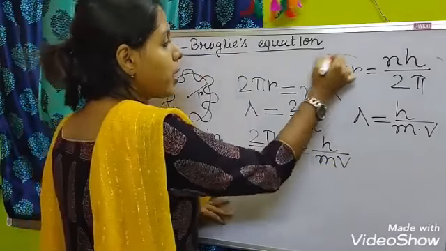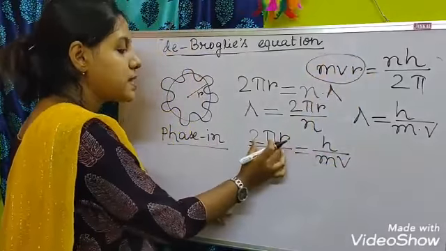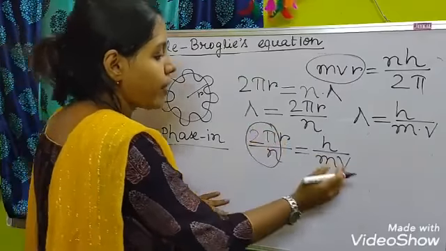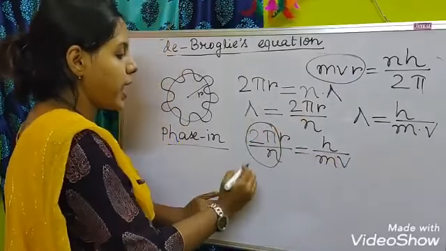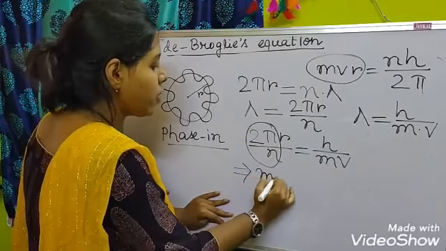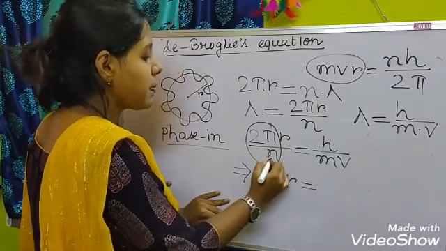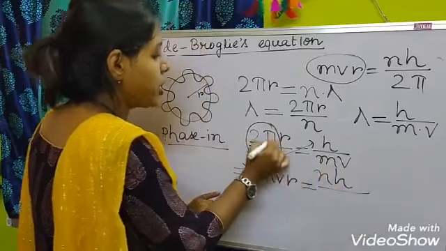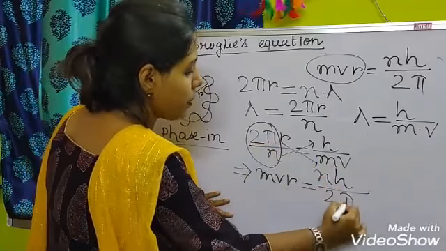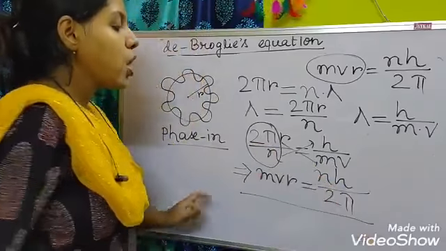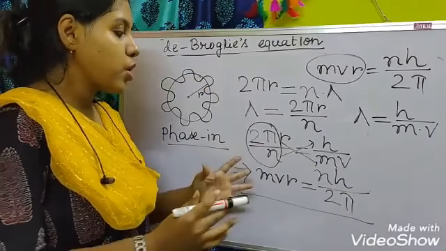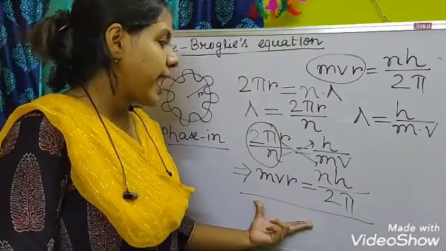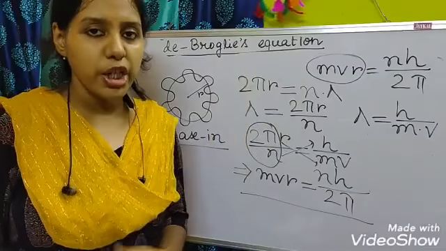Now we want to bring the mvr part to this side. So the 2 pi by n part you have to take to this side, and mv you have to bring to this position. So here there will be mvr, and cross multiplying, n will go upwards, nh, and 2 pi will come downwards, so nh by 2 pi. So this is the quantized form, the quantized equation of Bohr's theory that we can get by using de Broglie's equation.